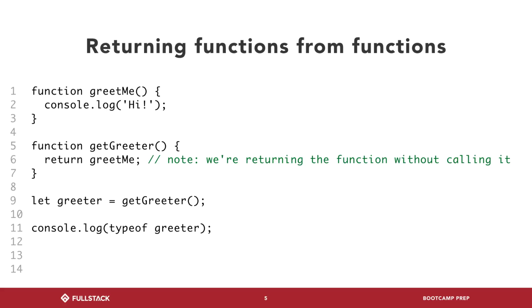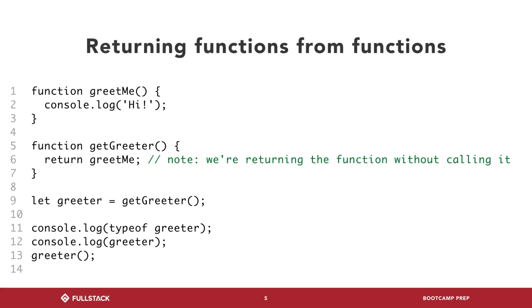Up until line 9, remember, we never invoke greetMe. We're just passing it back and forth between these functions, like it could be a number, it could be a boolean, we don't even know yet. It's just clear that right now we're passing the greetMe function back and forth, but we're never invoking it. On line 11, we console log out what type greeter is.